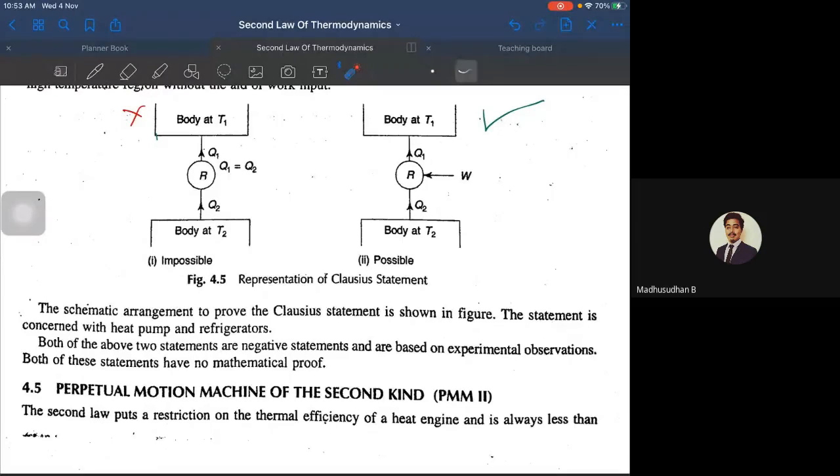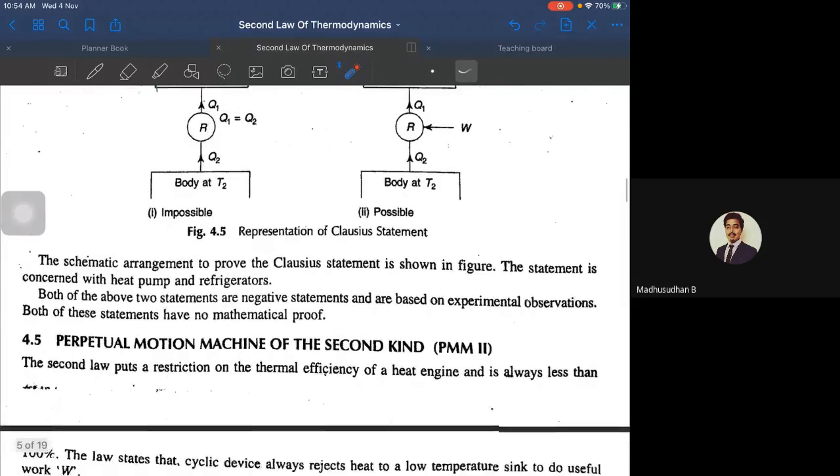Both of these statements are negative statements and are based on experimental observations. Both of these statements have no mathematical proof. So when you term it a law, 99% of the cases, it will not have any sort of mathematical relation to prove it. The law is arbitrarily accepted, and then only it is known as a law. Okay, fine. So next, coming to the perpetual motion machine of the second kind.